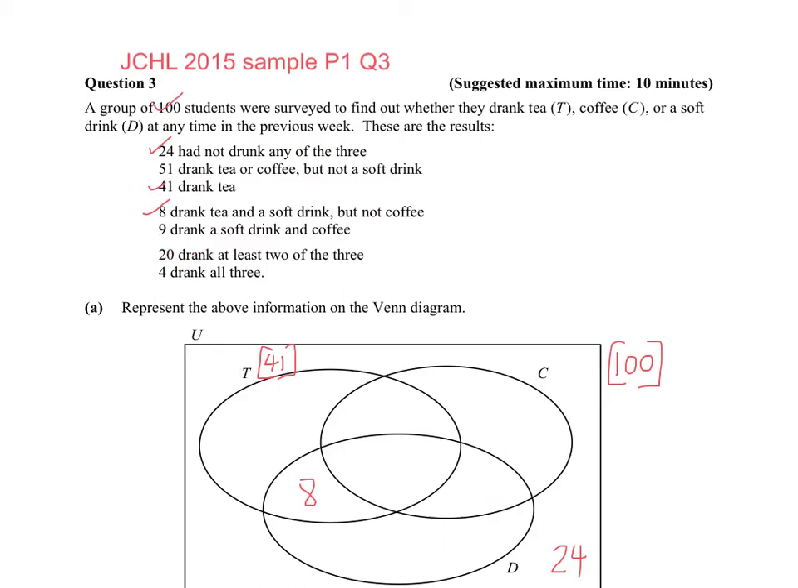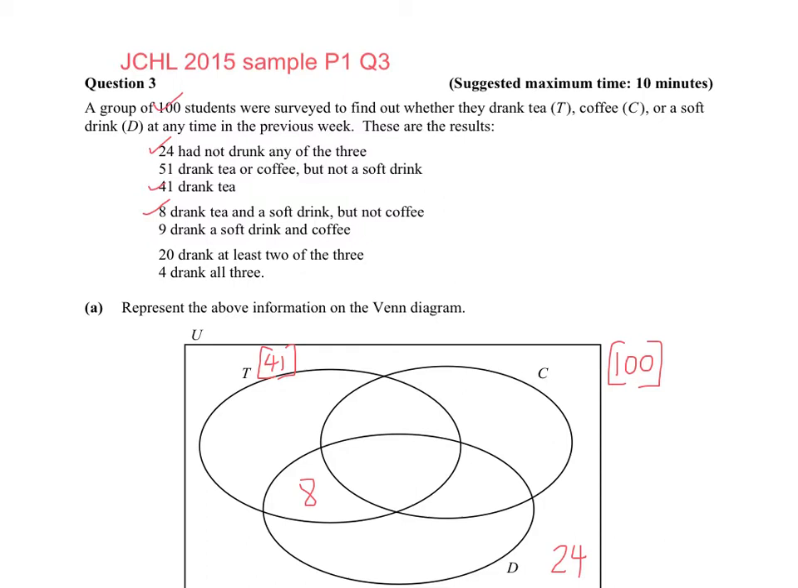Next piece of information is 20 drank at least 2 of the 3. That means either 2 or 3. So 2 drinks are these 3 sections, 3 drinks is this section. So this 20 represents all those in these 4 sections in the middle, the intersections, i.e. it's not the tea only, coffee only, soft drink only, or none at all. So again, we can't do anything about that piece of information.